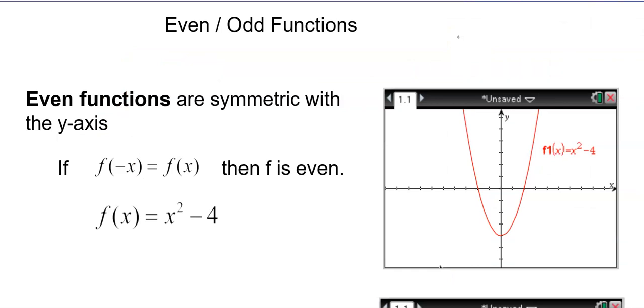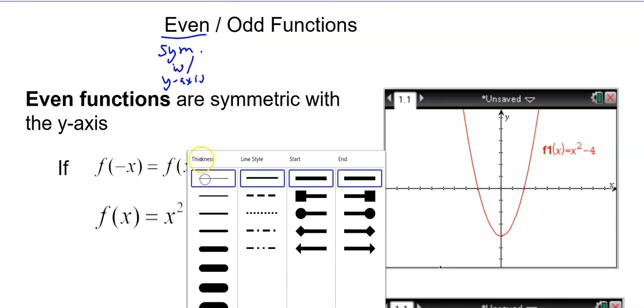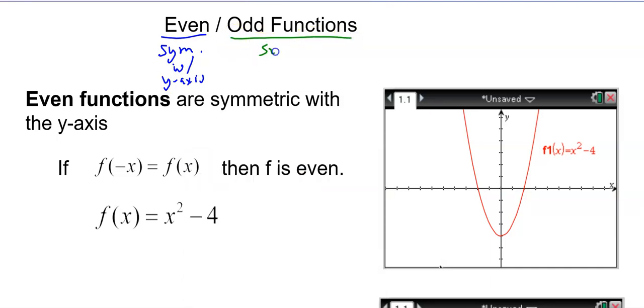Okay, we're finally to even and odd functions. And I think we've done something similar to this, but now we're using function notation, so it has a little different look to it. I think we've done symmetry with the y-axis, symmetry with the x-axis, or symmetry with the origin. And those are related. You'll see what that means. In fact, another way of saying even is symmetry with the y-axis. And while we're at it, odd functions are symmetrical with the origin.